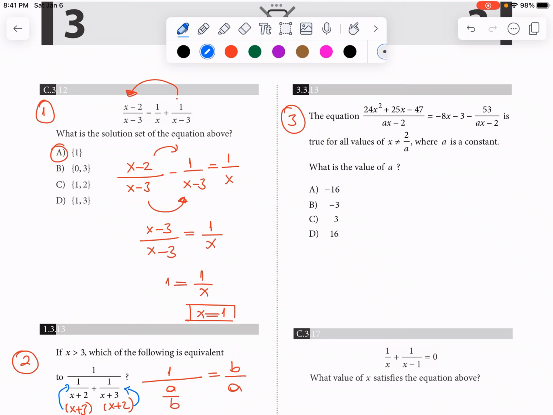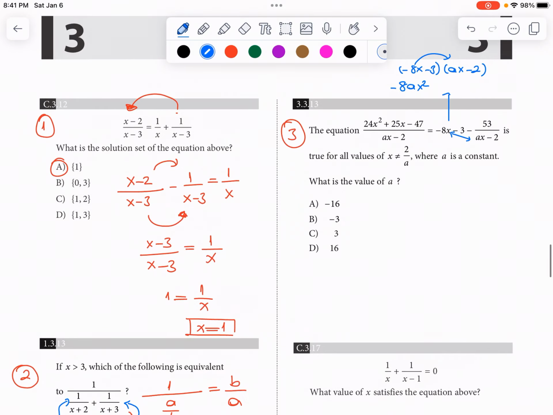So first of all, guys, I'm going to multiply these two expressions. Again, it'll be equal to (-8x - 3) times (ax - 2). I will use the FOIL rule. So -8x times ax is equal to -8ax². And then -8x times -2 is equal to positive 16x. -3 times ax is equal to -3ax. And -3 times -2 is equal to positive 6.